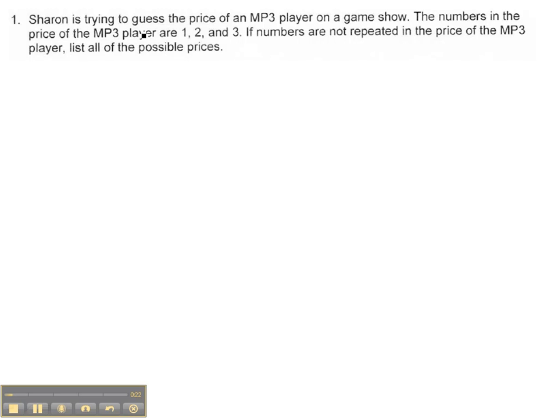Sharon is trying to guess the price of an MP3 player on a game show. The numbers in the price of the MP3 player are 1, 2, and 3. If numbers are not repeated in the price of the MP3 player, list all the possible prices. So we have three digits in the price of the MP3 player. So we have the first number in the price, the second number, and the third number.